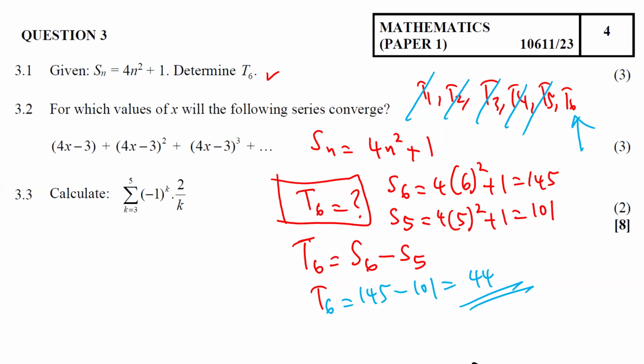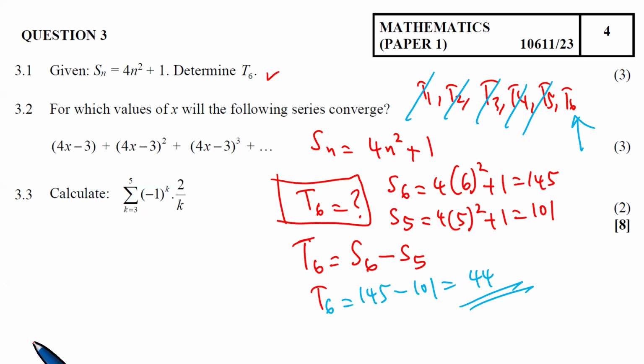Who has a question? Because it was 3 marks in last year's paper. 3 marks. So to get T6, you must say S6 minus S5. So we continue.